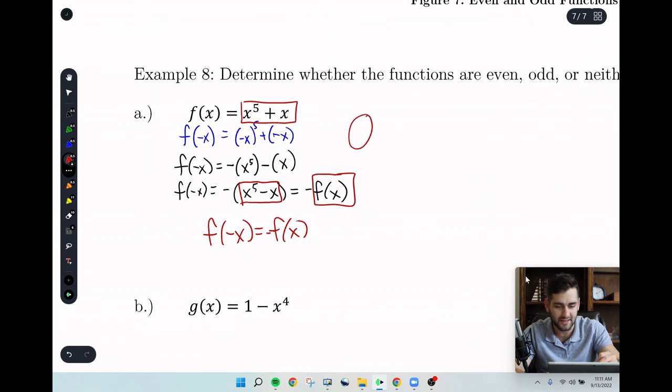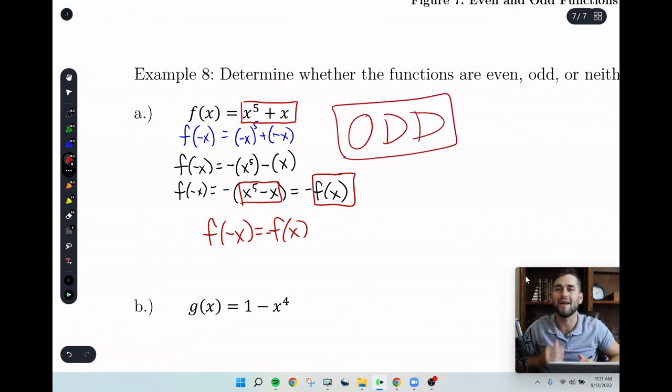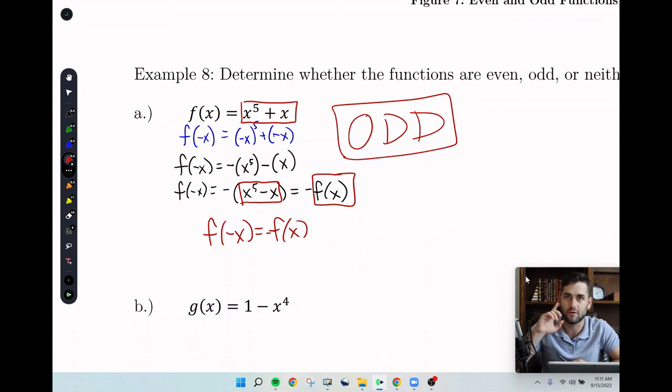So does that make sense? Does it make sense that this is even or odd? Well, look at both of the exponents and whether they're even or odd. We've got an exponent of 5 and an exponent of 1, both odd. Kind of makes sense. But we're not going to just jump to that conclusion.